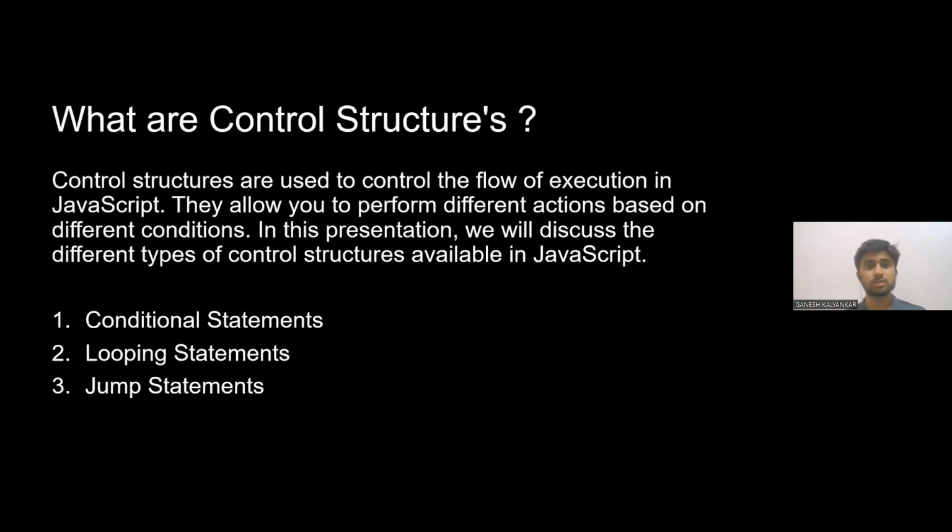What are control structures? Control structures are basically used to control the structure of code. In simple words, they define the execution of the code, how the code will run. Control structures are not only present in JavaScript; they are common to all programming languages like Python, Java, etc. There are control structures like conditional statements, looping statements, and jump statements. We will see them one by one in the next slides.